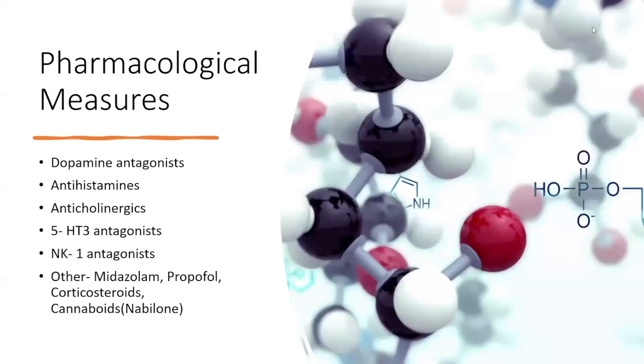And then in terms of pharmacological measures, we will be covering the following classes of drugs that are used for covering these patients for postoperative nausea and vomiting. So we're looking at your dopamine antagonists, your antihistamines, your anticholinergics, your serotonin antagonists, your neurokinin 1 antagonists, and then other classes which include your midazolam, propofol, corticosteroids, and cannabinoids.